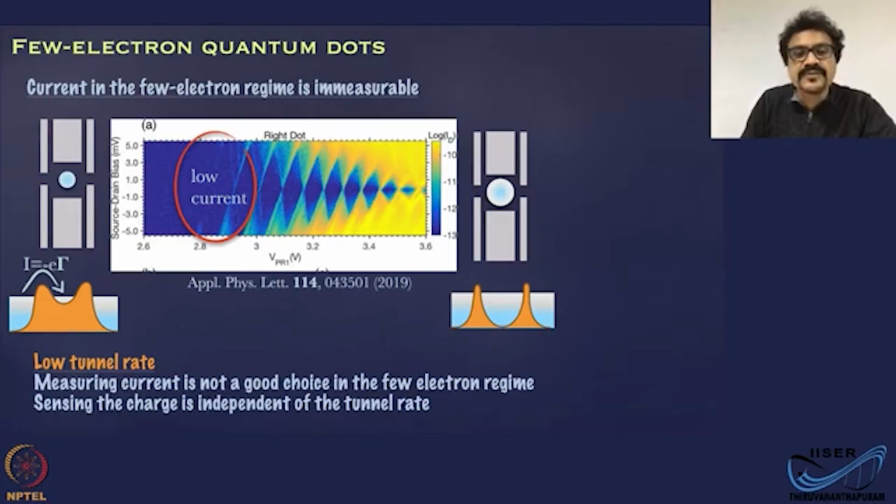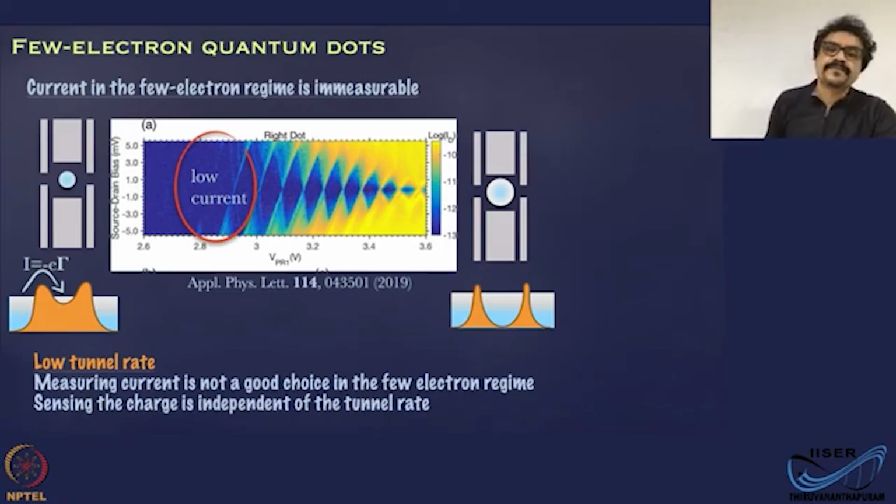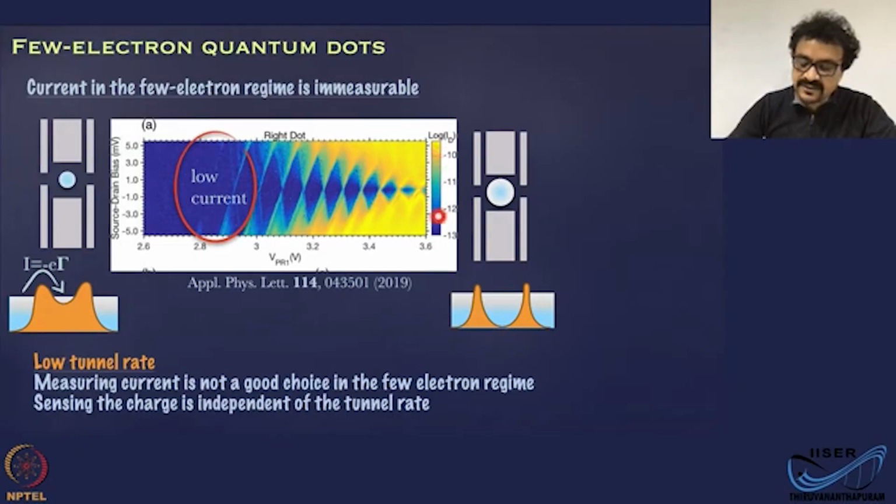And as we have discussed in one of the previous modules, as you go from the right to left in this plot, you are reducing the gate voltage and you are reducing the number of electrons as you successively go from one diamond to the next Coulomb diamond. And the color scale, which is representing the current through the device, is given here.